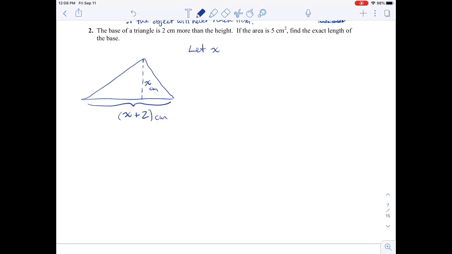And let's just define that up at the top. So we're going to say let x represent the height of the triangle. And that means x plus 2 will represent the base of the triangle.